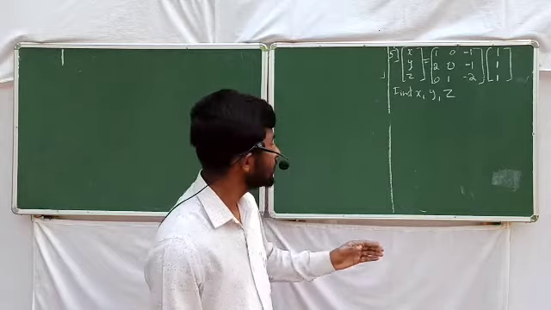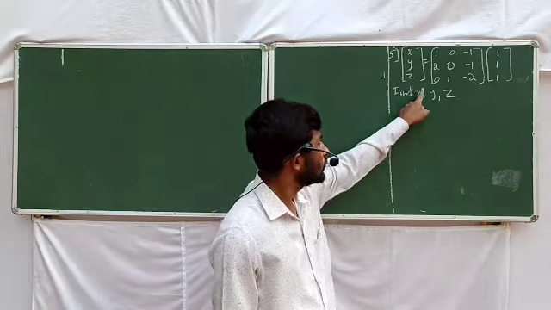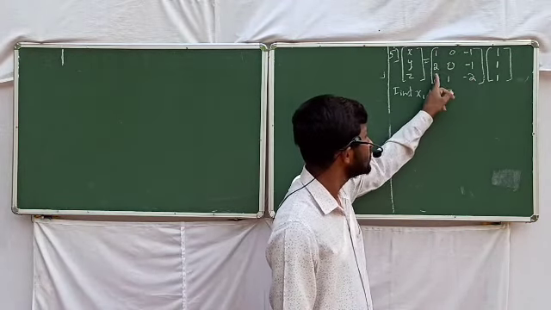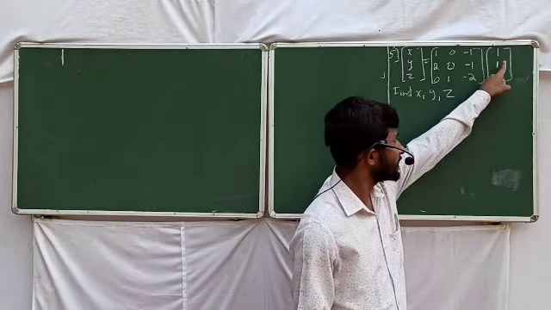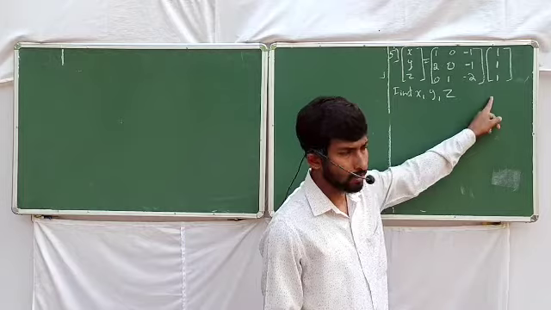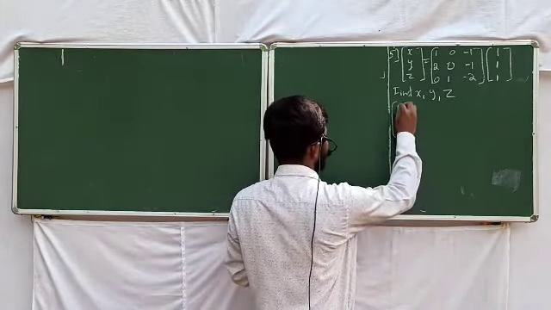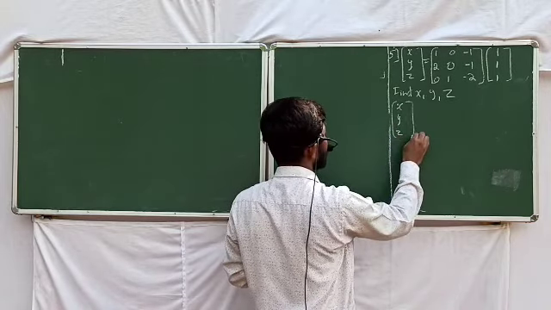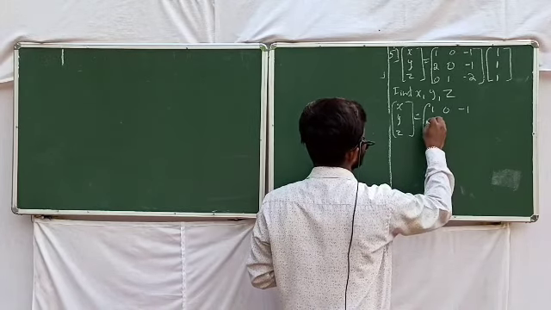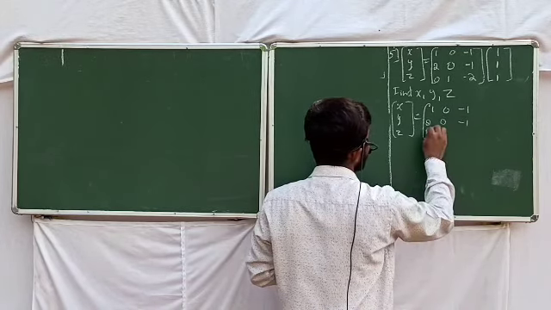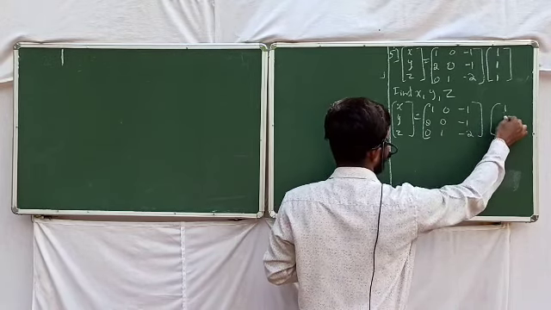See, the next question is: matrix with the entries x comma y comma z is equal to matrix 1 0 minus 1, 2 0 minus 1, 0 1 minus 2 into matrix 1 comma 1 comma 1. Similar to the previous question, here matrix x comma y comma z is equal to 1 0 minus 1, 2 0 minus 1, 0 1 minus 2 into 1 1 1.